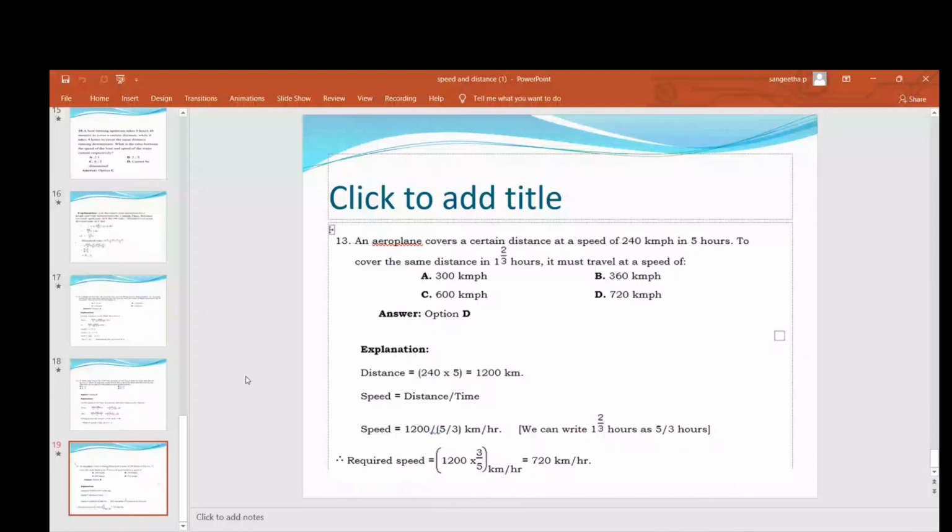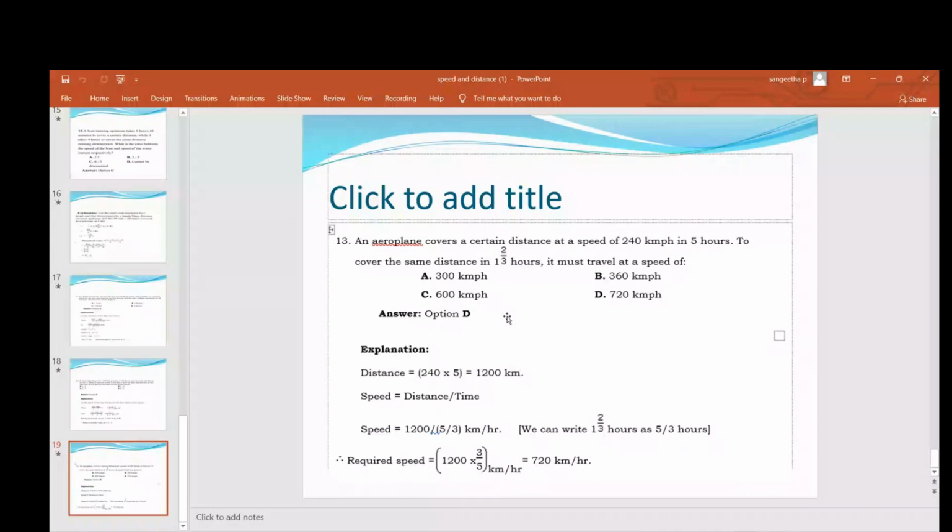Let me discuss how we get the answer. Distance is equal to speed into time, and speed is equal to distance by time. So distance is 240 into 5, which is 1,200 kilometers. Now we have found the distance. Speed is distance by time, so the distance is 1,200 kilometers and the time is given.